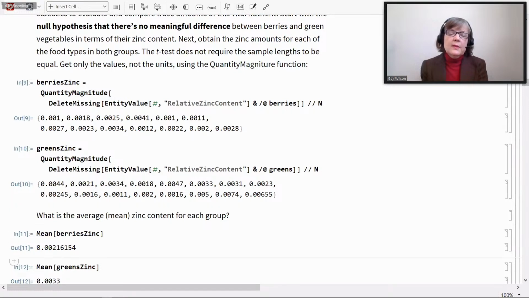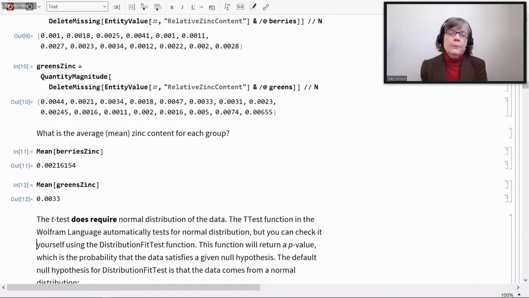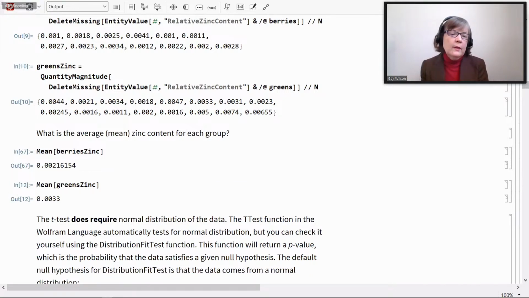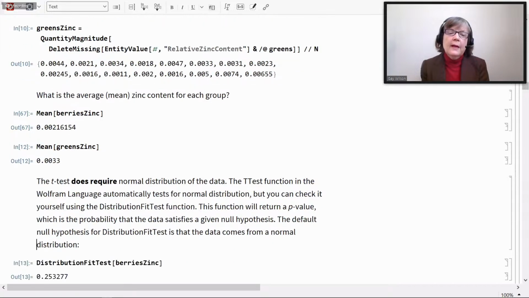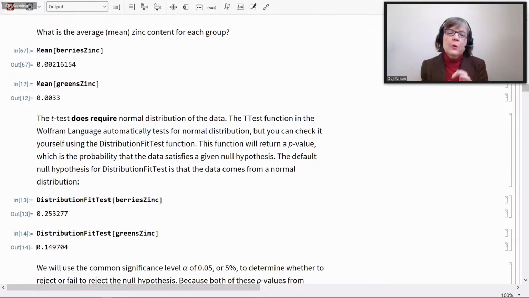So what can I do with this now that I have this data for each of those entities, each of those berries, each of those types of vegetables? Well, I can easily use the mean function. What's my mean? That gets you a quick picture of your mean. Now, one thing the t-test does require, as you may recall from your statistical methods classes, is a normal distribution of the data. So that's the requirement.